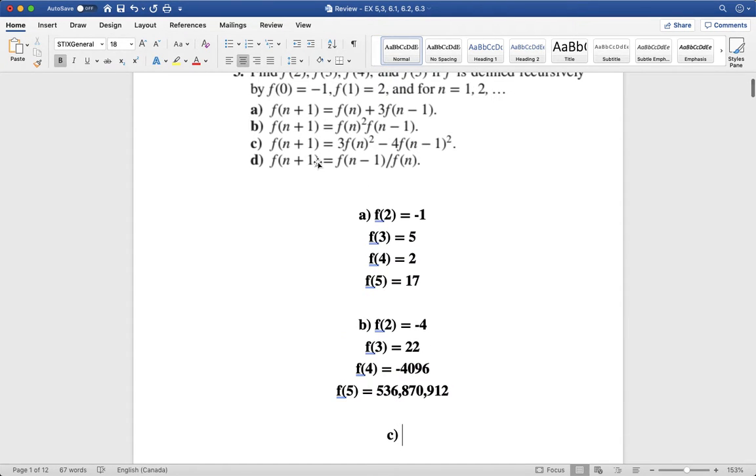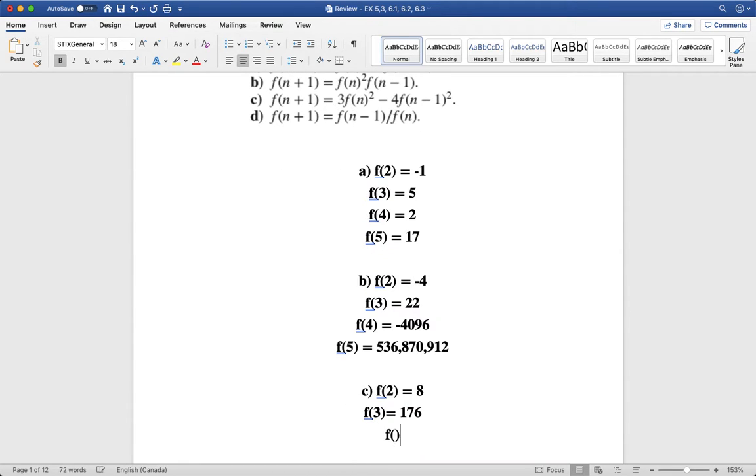Let's take part C. Part C is no different, it is just the same thing. We have f of 2 equals 8, f of 3 equals 176, f4 equals 92,672, and f5 is a pretty long one, 25,764,174,848.